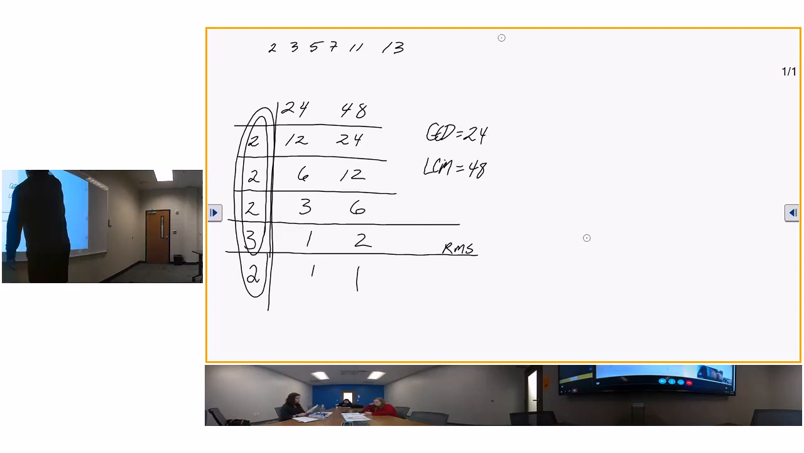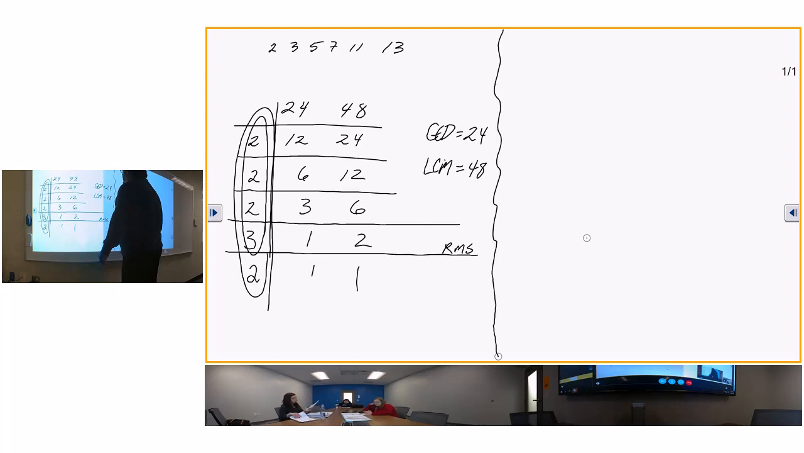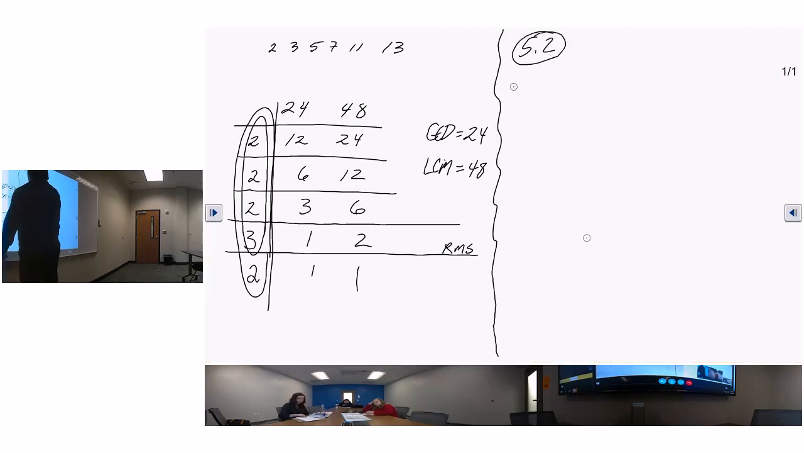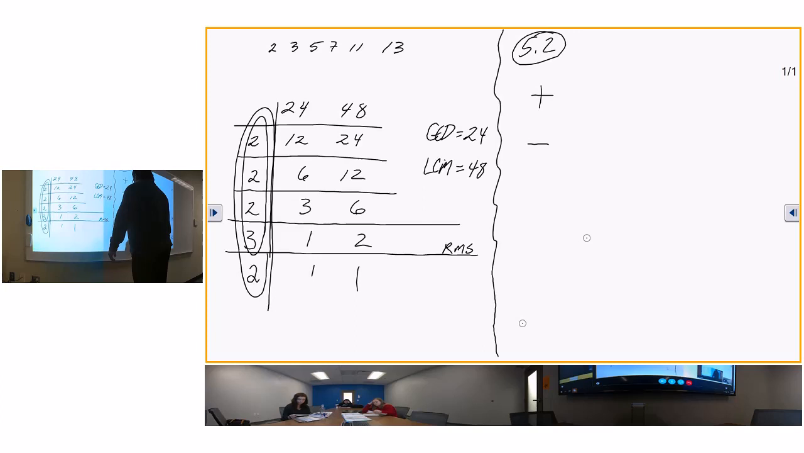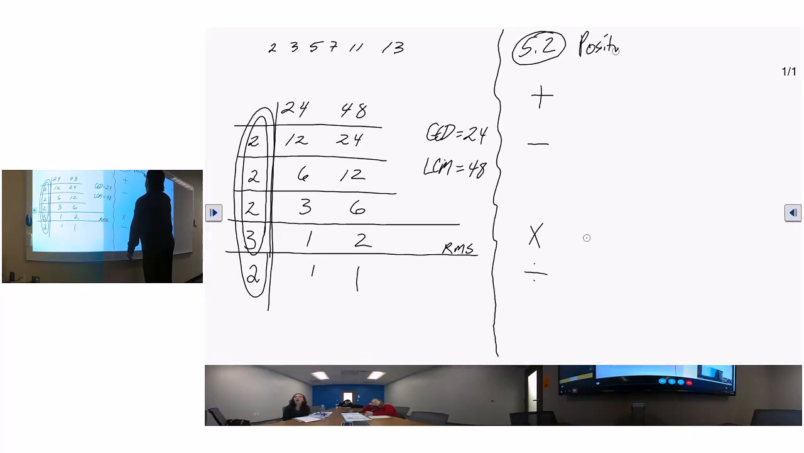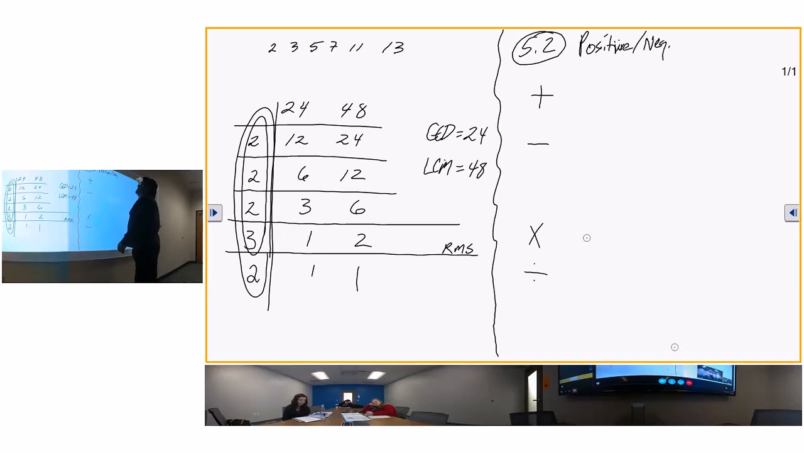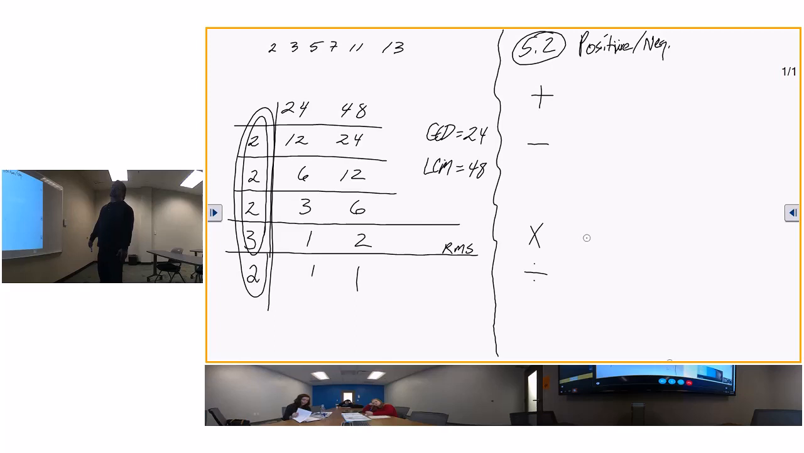5.2 is real simple. I'm not going to spend a lot of time in 5.2 because y'all should know how to do 5.2. 5.2 is adding, subtracting, multiplying, and dividing what? Positives and negatives. That's okay. The fractions are 5.3. I don't agree with that. I think you ought to, but what they're doing is they're combining these two sections in 5.3 with positives and negatives and fractions, so I can understand why they're doing that.